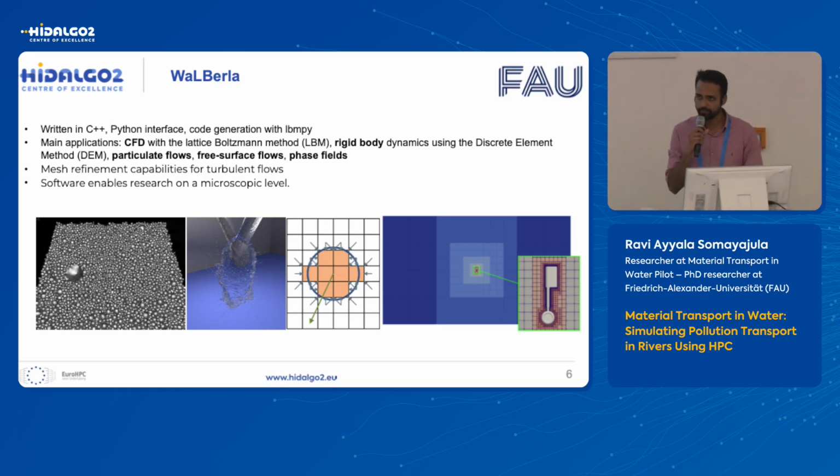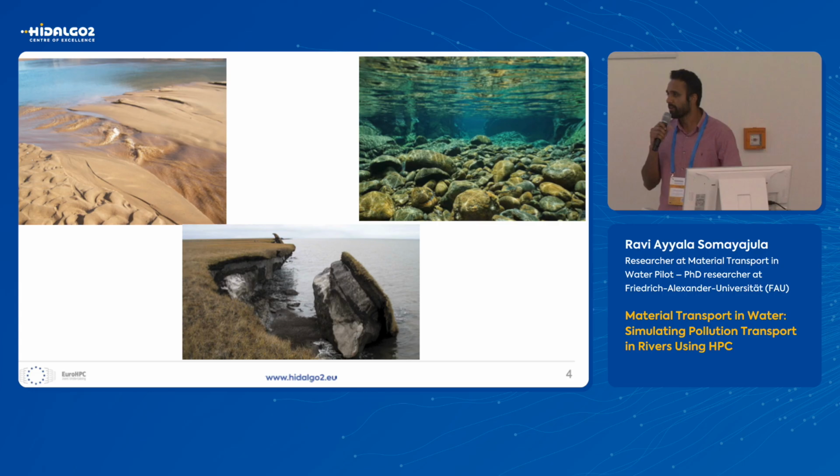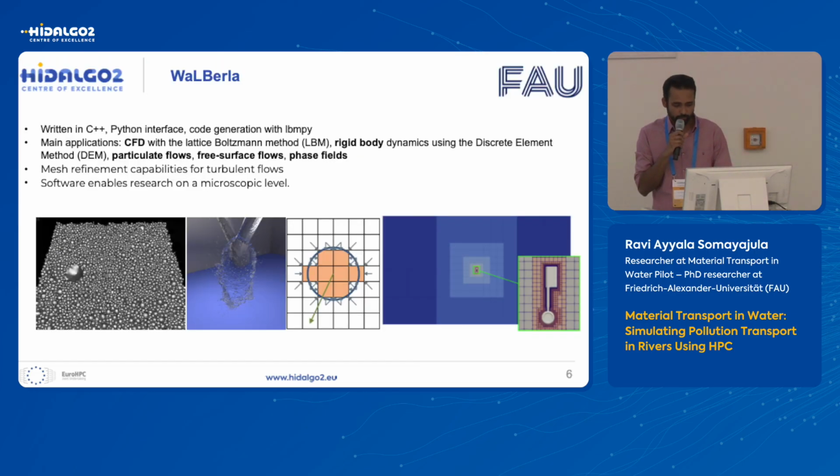For instance, particulate flows, which is the crux and core of the current use case. Apart from this, it also has several other capabilities, like simulating free surface flows. For instance, this picture of anti-dunes, the topmost left picture that I have shown you, is one of the typical examples of a free surface simulation. So waLBerla is capable of simulating free surface flows, particulate flows, phase field flows, and also turbulent flows, with capabilities of doing mesh refinements as well.